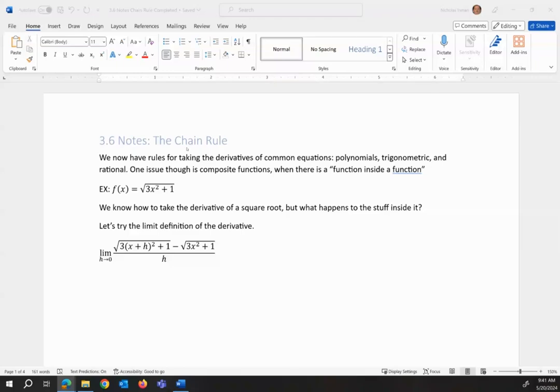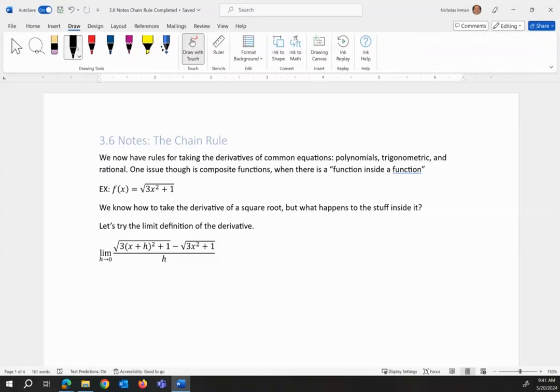Right, hello. We're taking a look at chapter 3.6, the chain rule. We have an idea of how to do derivatives. We have our product rule, our quotient rule, our power rule. We can do some basic derivatives, derivatives of sines and cosines and tangents. So we have the basics down.